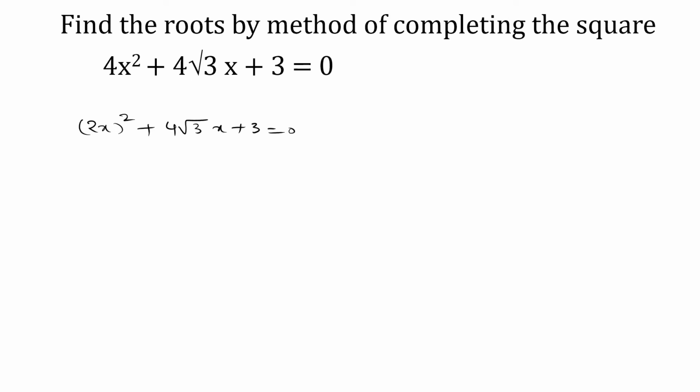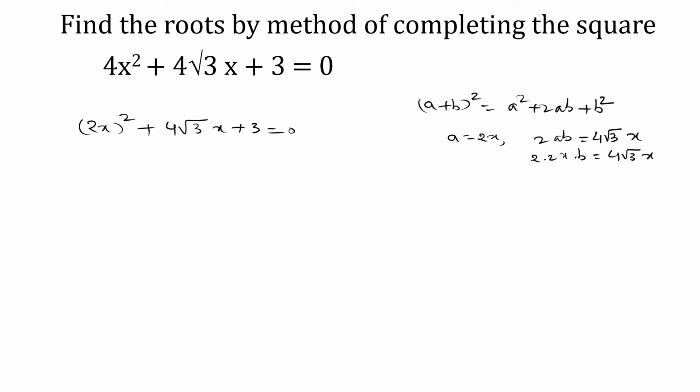As the coefficient of x is positive, we will use the identity (a + b)² = a² + 2ab + b². Comparing the given equation with this identity, we notice a = 2x, and to find b, we equate the second term 2ab = 4√3 x. Substituting the value of a, that is 2x, and cancelling like factors, we get b = √3.